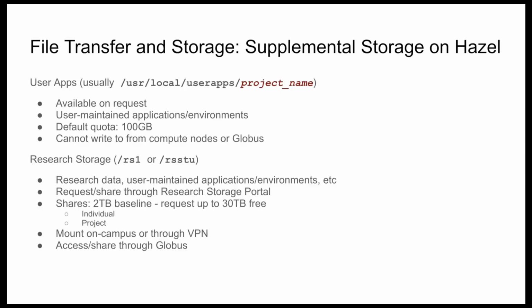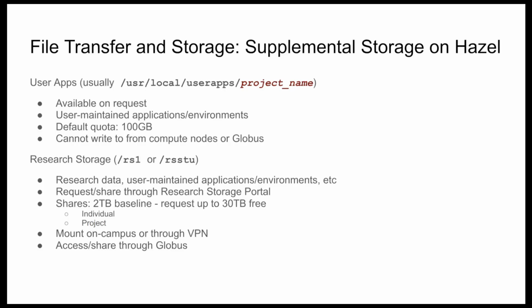And these spaces are specifically designed or intended for user-maintained applications and/or environments, like Conda environments. Generally those that take up more space than would be practical to use the home directory for. They come with a default quota of 100 gigabytes, but this quota can be adjusted for specific use cases where it's necessary. One important consideration when you're designing your scripts to utilize compute resources is that you cannot write to user apps from a compute node or through the Globus file management tool, which I'll show you later.